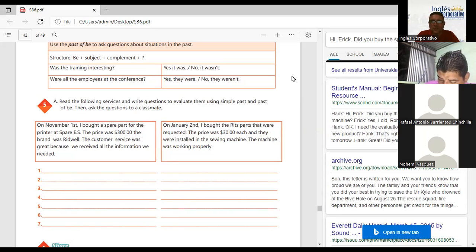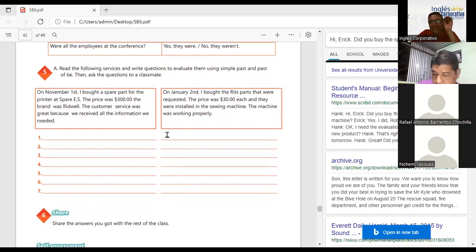Ahora bien, para usted hacer el ejercicio 5, construir esas preguntas, debe de entender qué es lo que hay ahí dentro de esos cuadros. Questions or comments? Basado en la lectura que acabamos de hacer, usted va a escribir preguntas usando el pasado simple y el pasado de be. Usted puede ocupar was, were, or did. Entonces, tiene que chequear en sus apuntes cuándo ocupo did, was, were. Are the instructions clear? Y también se van a responder. Yes. Exactly. Thank you.